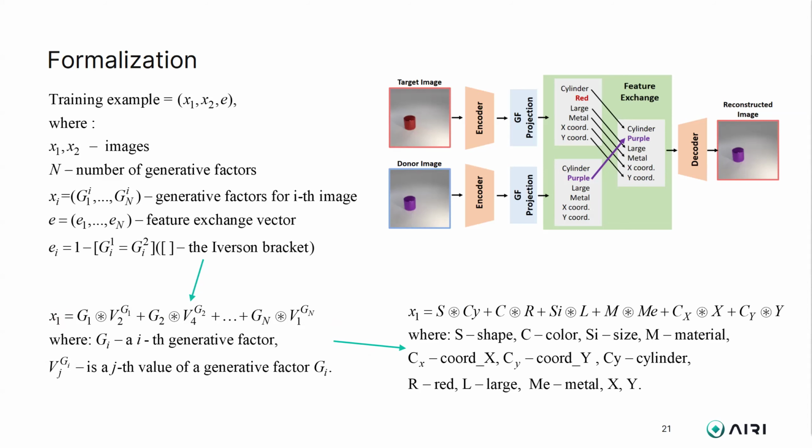We can obtain the final vector consisting of individual coordinates, like the red cylinder here. So we refer to the top image. Its shape is a cylinder, bound to the value cylinder, and color is bound to red, like size and so on.